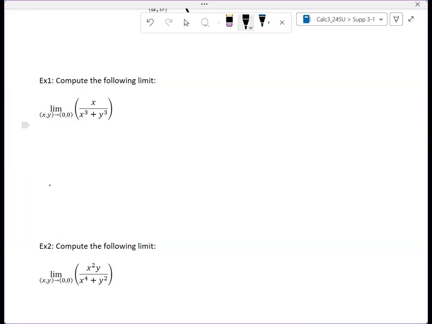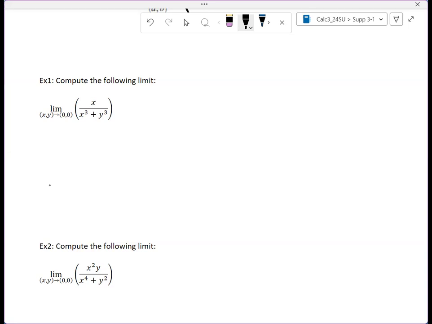The limit as (x, y) goes to (0, 0) of x over x cubed plus y cubed. Of course, as (x, y) goes to (0, 0), the numerator and denominator both seem to go to 0. If I naively plugged in x equals 0 and y equals 0, I get 0 over 0. We haven't discussed continuity yet, so we really ought not go just plugging things in right away. But even if I could do that, I get 0 over 0. I have to do something a little different here.